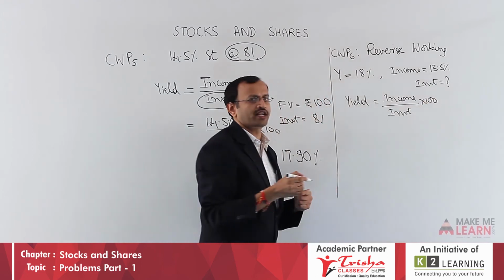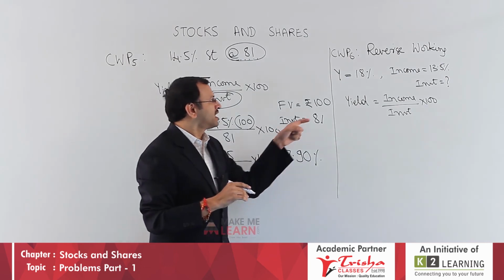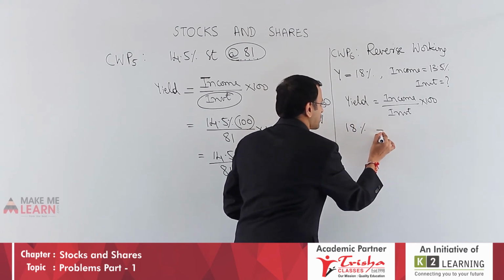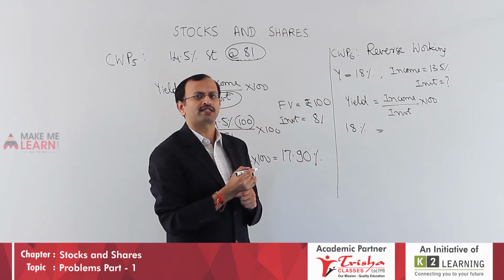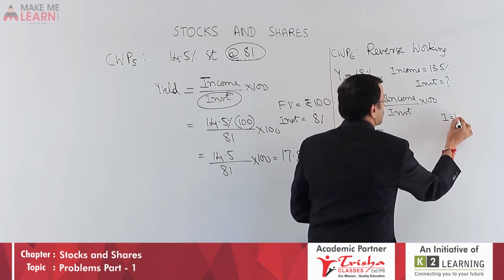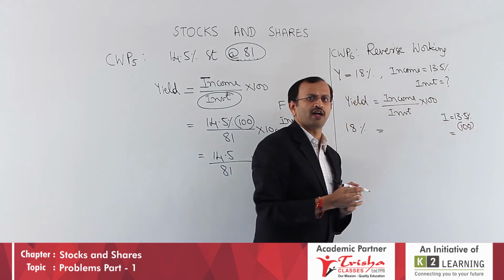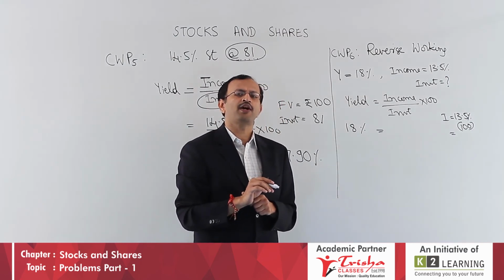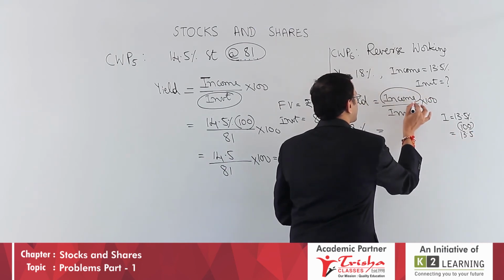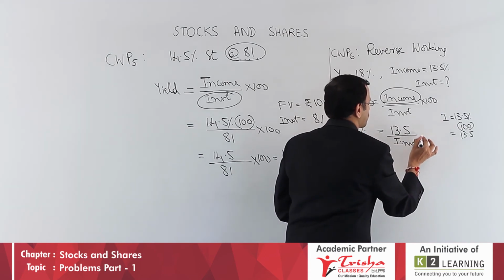Have you written? All of you have now written the yield formula. First step done. Next what you have to write is yield. What is the percentage? 18% is equal to income, which is 13.5%. Income is equal to 13.5% on face value. What is the face value? Face value is 100. By working out 13.5% on face value 100, it comes to 13.5. Therefore, income is 13.5. We don't know investment, into 100.